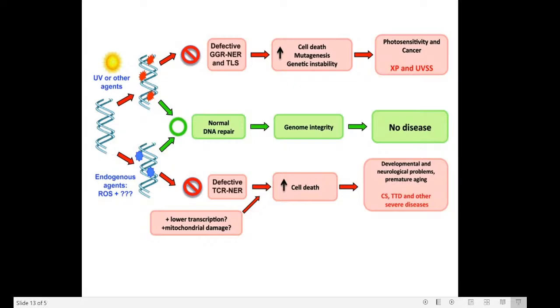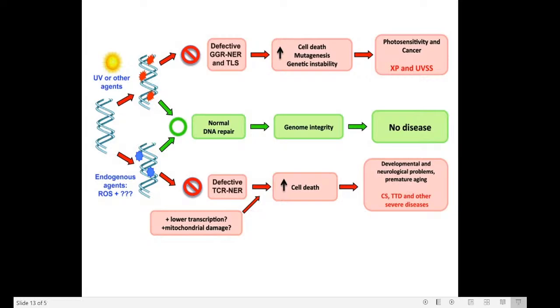These are all the causes, and what is the outcome, what is the negative effect. If DNA is mutated by UV radiation, that radiation damage affects the defective GGR, NER and TLS. These are all the enzymes and genes for the nucleotide. So there is a higher rate of cell death, and it may mutate the gene and cause genetic instability. Then this makes photosensitivity and cancers.